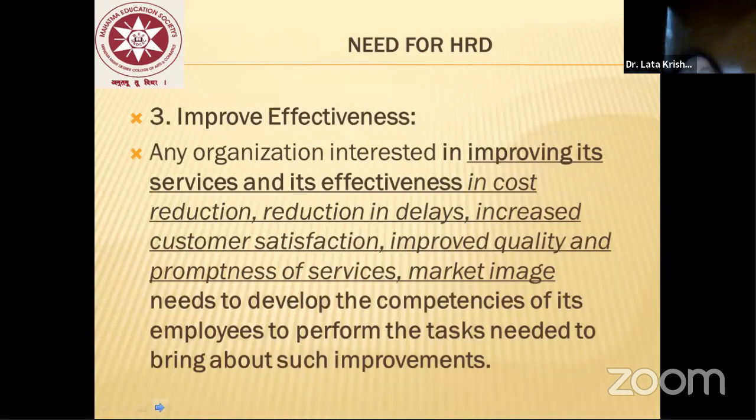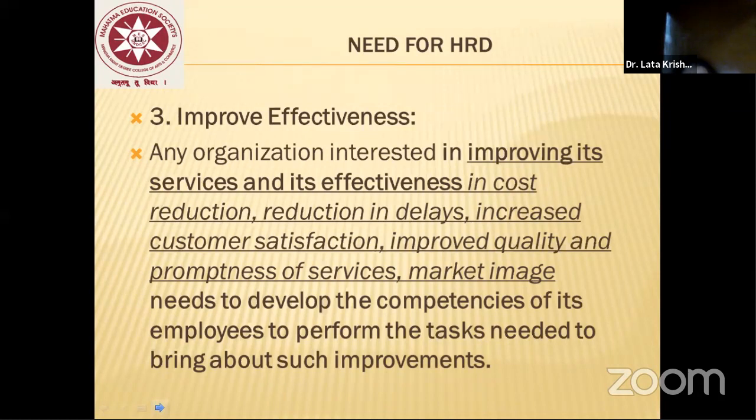Improve effectiveness is the need for human resource development. Any organization interested in improving its services and its effectiveness. So if every business organization wants to be effective, what is the meaning of being effective? You are an effective business organization if you're able to reduce your costs. If there is a reduction in delays. Delays can be when you are supplying goods to your customers.